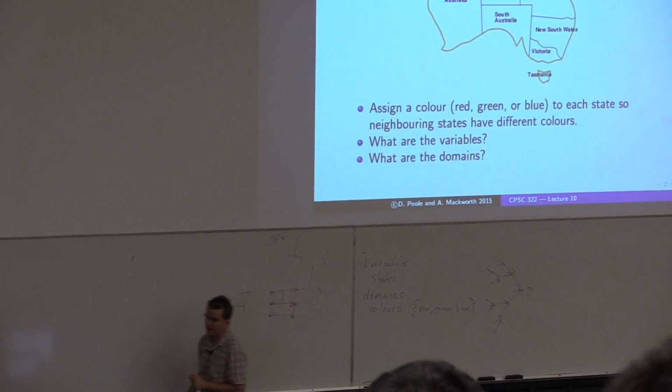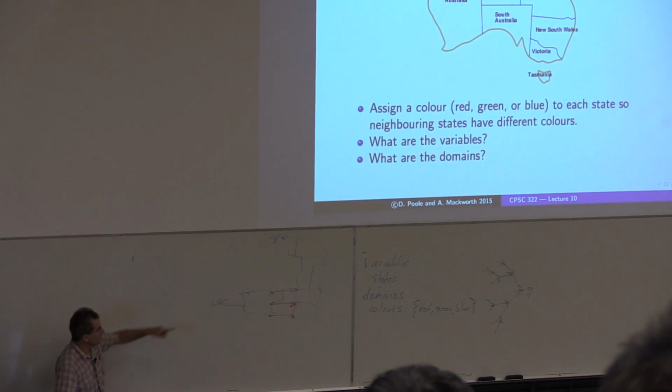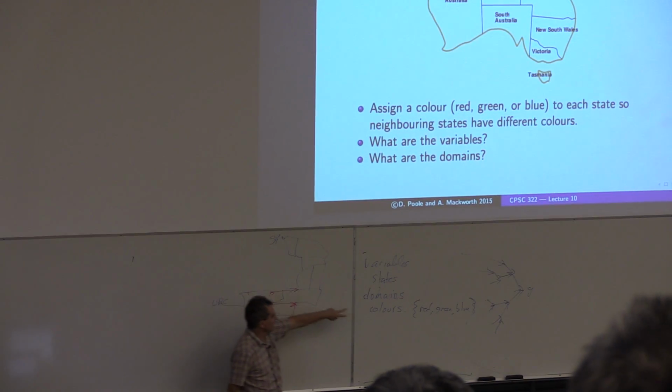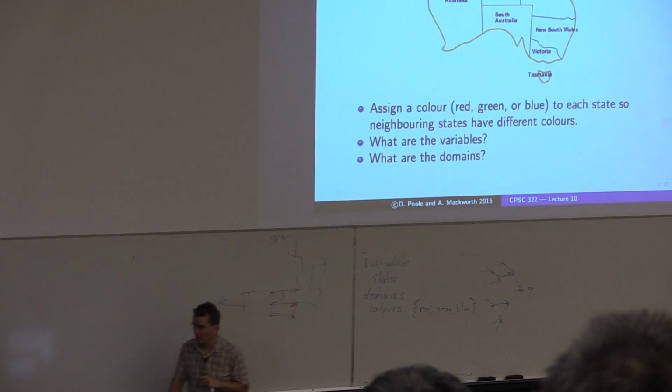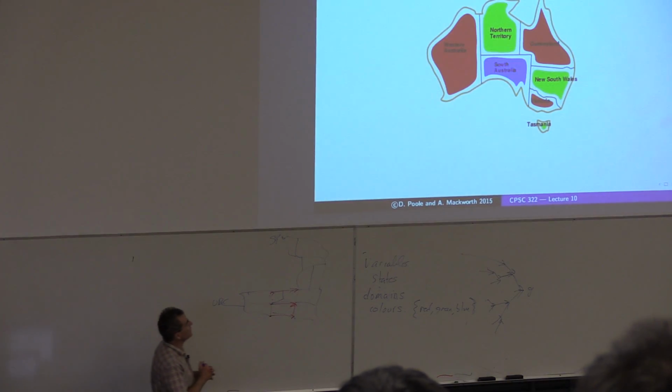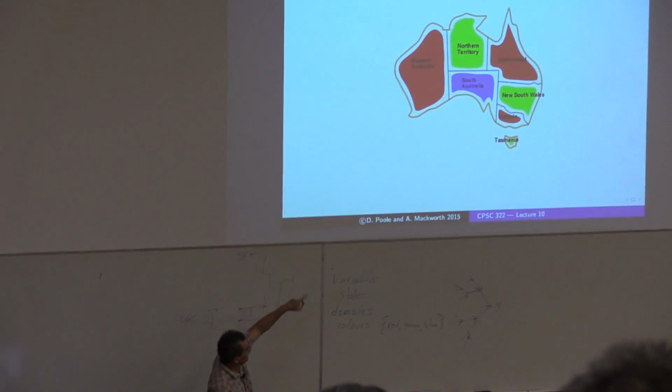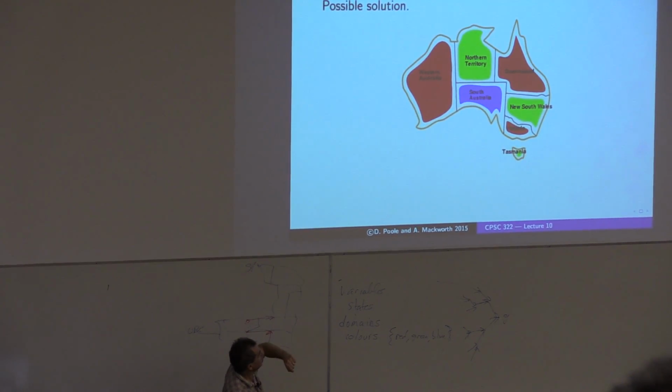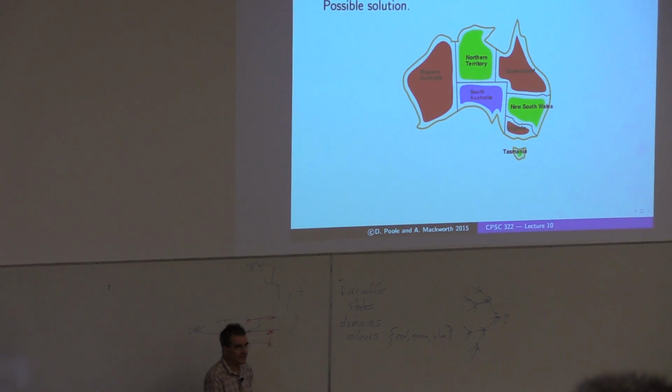And so one solution is an assignment of a color to every state. We're going to assign red to Western Australia, green to the Northern Territory and New South Wales, red to Queensland, blue to South Australia, red to Victoria, and green to Tasmania. So this is a solution, right? It's an assignment of value to each variable.